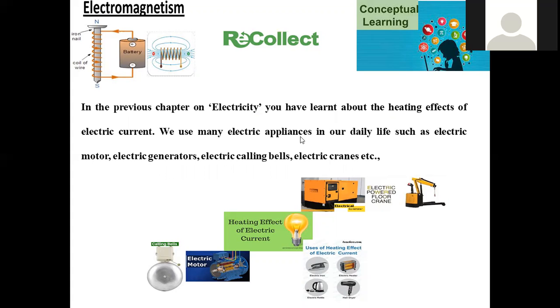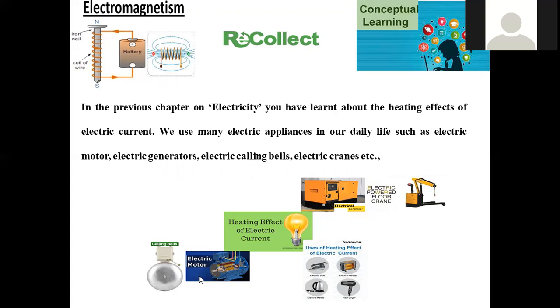We use many electrical appliances in our daily life, such as electrical motor, electrical generator, electrical calling bells, and also cranes. All these are the devices which are operating based on the electrical current. So here, heat effect is also present. Because of this heat effect, heating is possible, and electrical iron, electrical kettle, and hair dryer, all these are working based on the heat effect only.